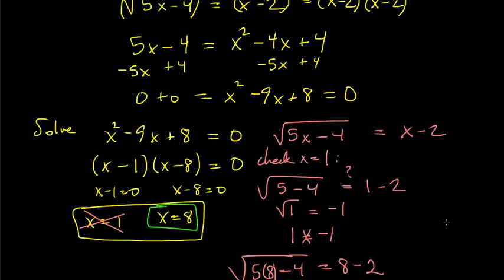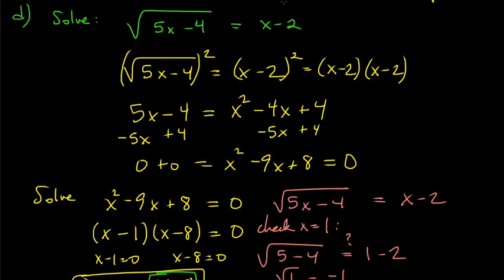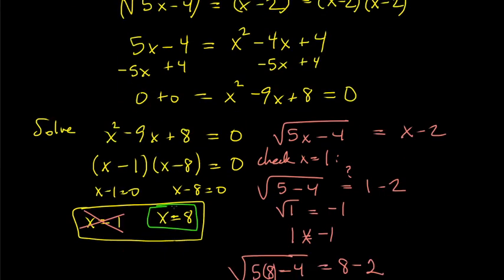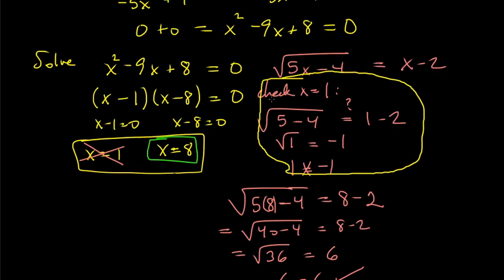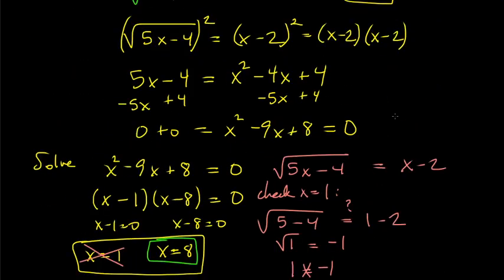Right? It works in the original equation. So the solution is x equals 8, but not x equals 1. You have to cross that out because it is not a solution. We checked it, and we found that it doesn't work. Okay, so again, very important that you check your answers for these.